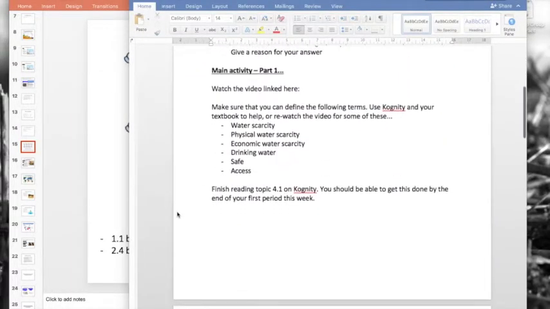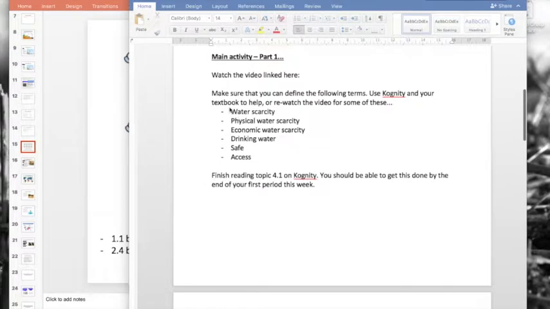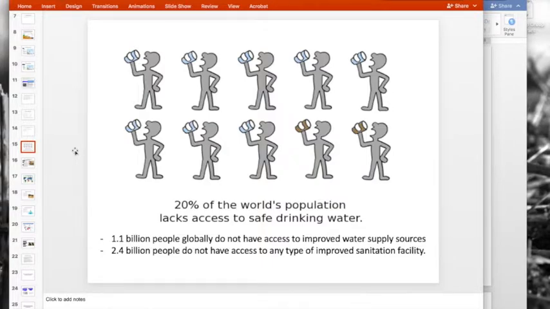Now, we move on to main activity part 1, and you guys can see that there are some terms that you need to define. I'm going to cover at least a few of them in the PowerPoint, and in order that you guys don't need to miss out on this, I thought it might be nice to record the PowerPoint and you guys can watch it through as we go.